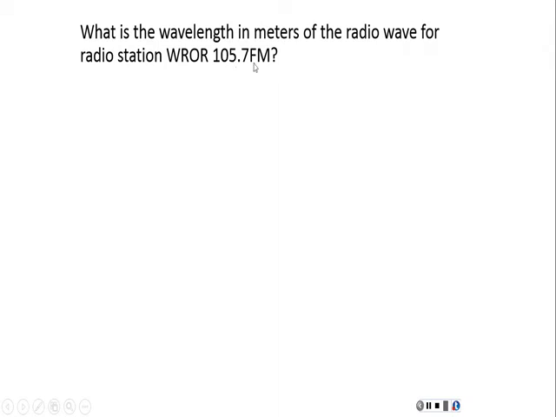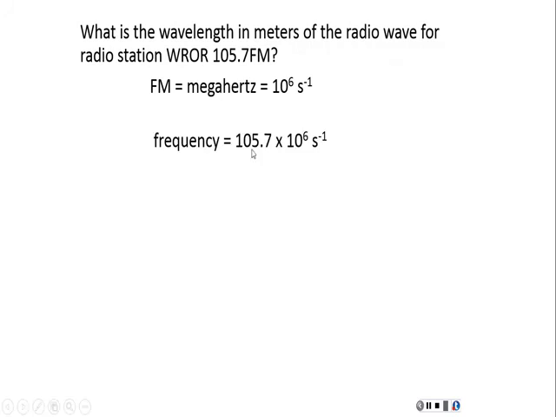First of all, I want to tell you, what does the FM stand for? Well, it means frequency modulation. And as far as the number in front of it, this is actually going to give us the frequency of the light. For all FM stations, they broadcast in what we call megahertz, or millions of cycles per second. So the frequency for this particular radio wave is 105.7 times 10 to the 6th hertz. This is what we're going to be using in the problem.